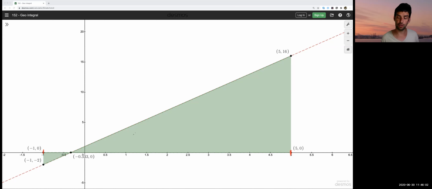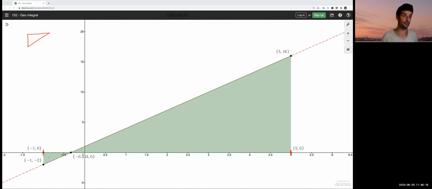So there's two different triangles here. This one below the x-axis will count as negative area. The one above the x-axis will count as positive area. Let's see that our result is good, because these are triangles, and I can find the area of these triangles pretty easily.